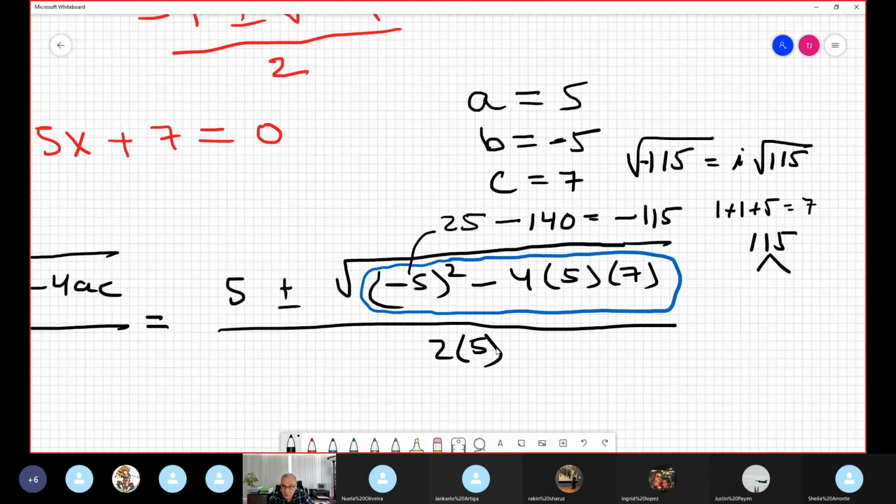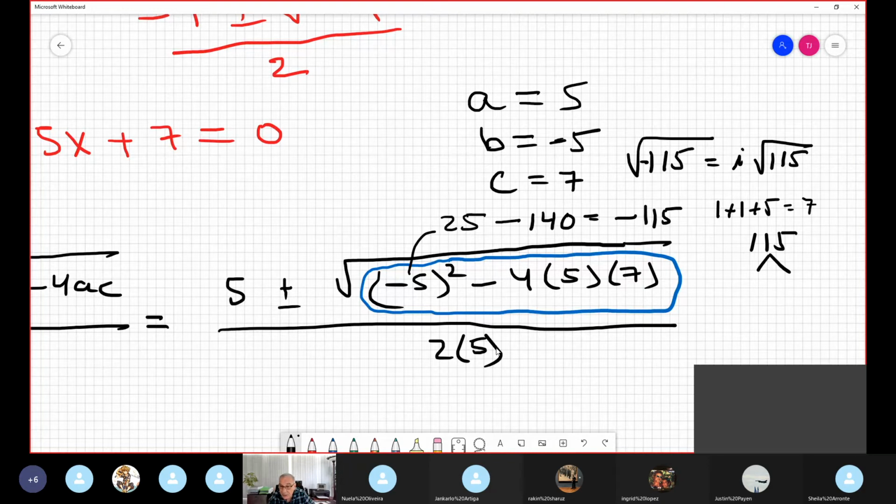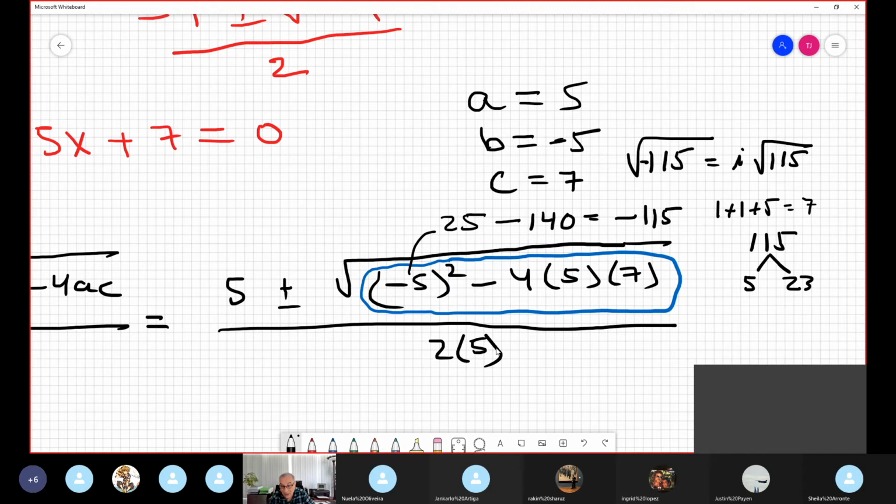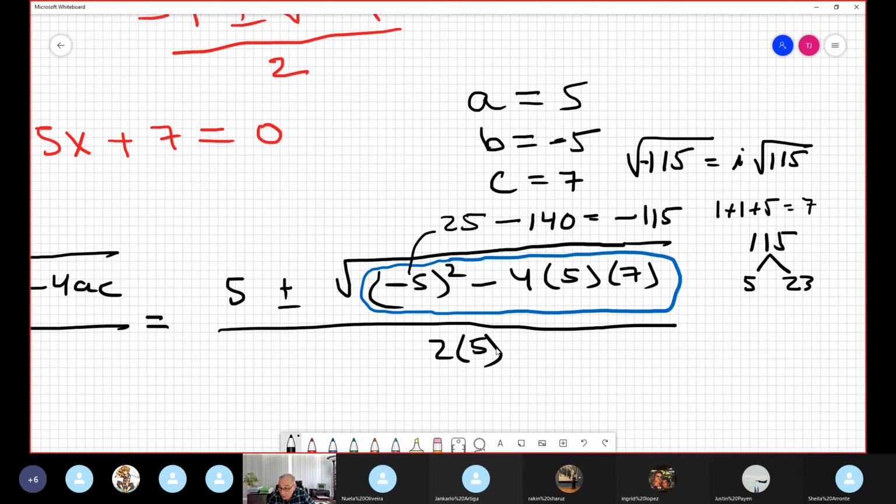But a number ending in 5 is divisible by 5. When you divide by 5, it's 23. And how do you recognize that a number is divisible by 5? When the last digit is 5 or 0, it is divisible by 5. Ending in 5 or 0. But unfortunately, 115 contains only 2 factors, 5 and 23, and both are prime.